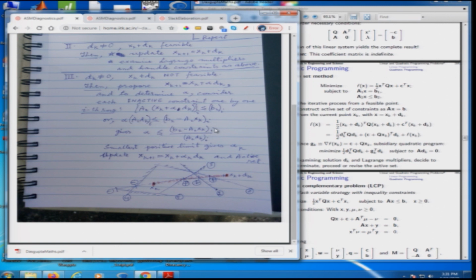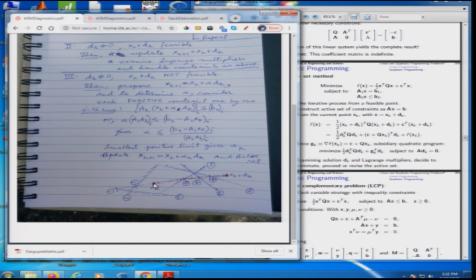If this is positive, then you take the ratio this by this, that means alpha equals this by this. Now, for each such inactive constraint, that is for each i, you will get one such alpha, which will be the constraining step. The smallest one of these, smallest positive one, you will take, only positive ones you will evaluate, and that you take as alpha k, and then update x k plus 1 equals x k plus alpha k d k, and that takes you to the next iteration. See this elaboration.